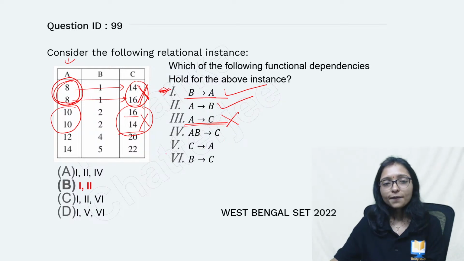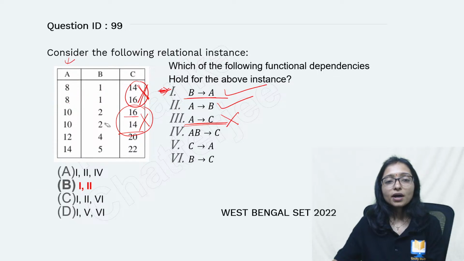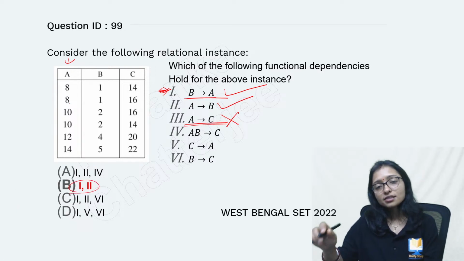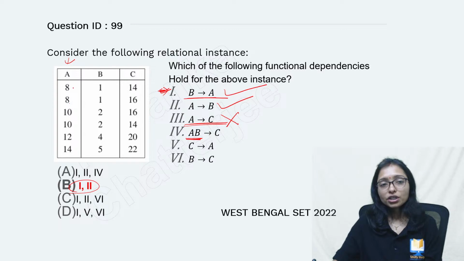I hope it is clear. Now you can see here the third one. I will tell you everything one by one. You already got your answer: the third one is not correct, 1 and 2 are correct. But still I am trying to clear your doubts. AB implies C. Is it holding or not? A, B together you have to think.